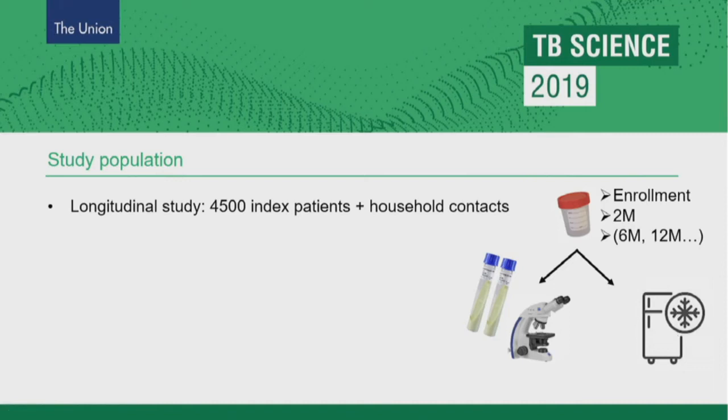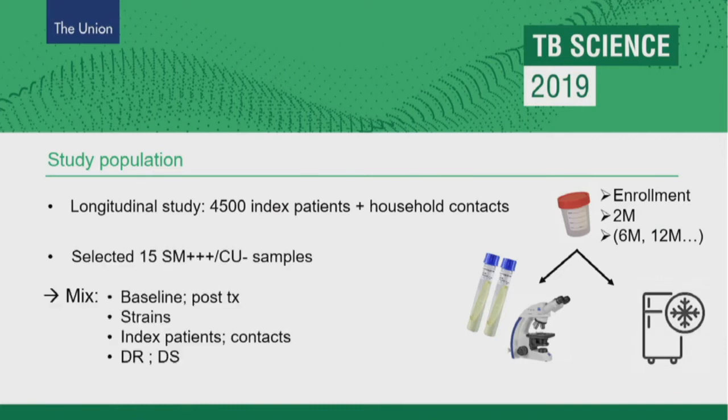So we went back to the records from this study, to the lab results, and purely based on the lab results, we selected 15 samples that were highly smear positive, so they were AFB 3+, but they were negative in LJ culture. And it turned out that these samples represented a mix of samples that were collected at baseline, at enrollment, or at later time points after treatment. It was also a mix of several strains. It was a mix of samples from index patients or their household contacts, and some of these patients had been diagnosed with drug resistance and others with drug-susceptible TB.